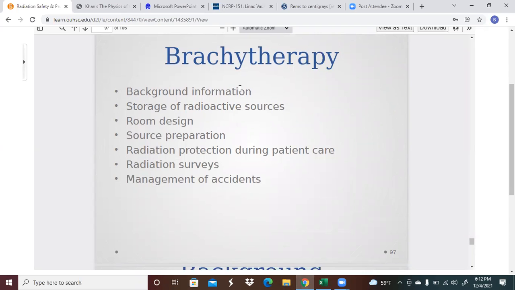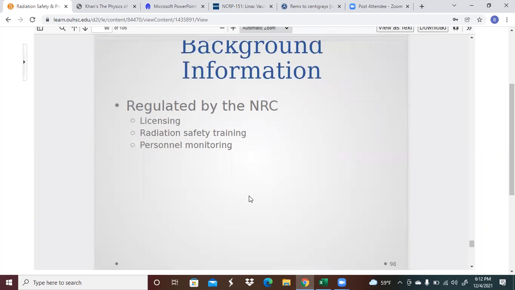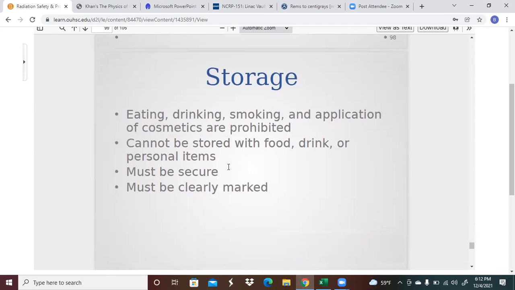Brachytherapy. We have background information, basically what's emitted around us all the time. Storage of radioactive sources. We've got room design that goes into this, source preparation, radiation protection during patient care, radiation surveys, management of accidents. So there's a lot that goes into that. This is regulated by the NRC. They conduct licensing, radiation safety training, personnel monitoring. Those are all things either conducted by them or delegated to whomever would be responsible.